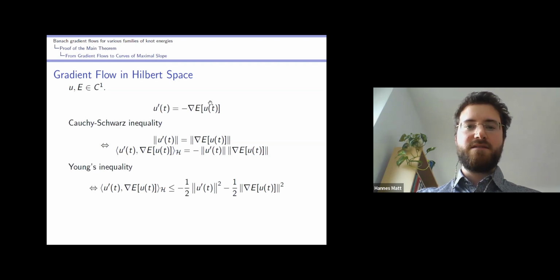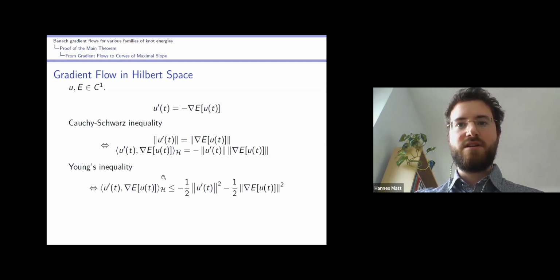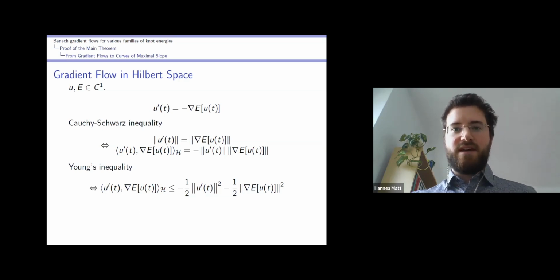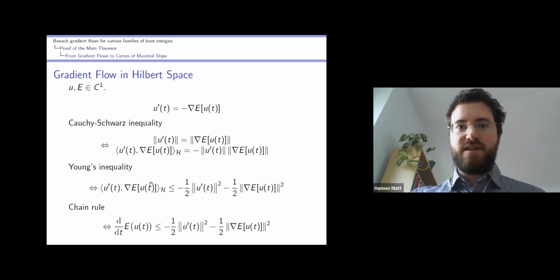And if we go one step further and use Young's inequality, we can even strengthen it to this inequality here. Again, from here to there, it's just inserted, and from here to there, it's equality in Young's inequality. And as a last step, we use the chain rule, because this thing here is nothing else than the derivative of the energy of this curve u, and then we get this inequality here. And so, why is this inequality important? Why did we do all this?